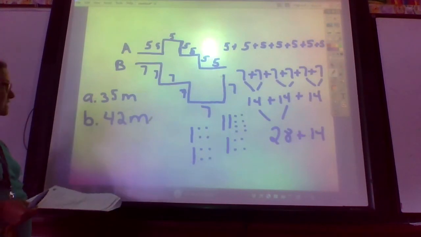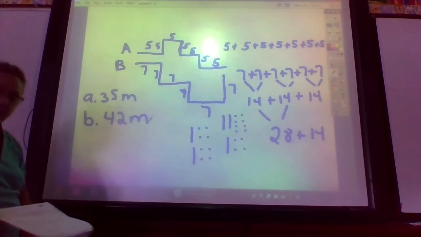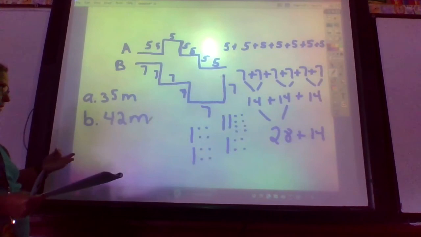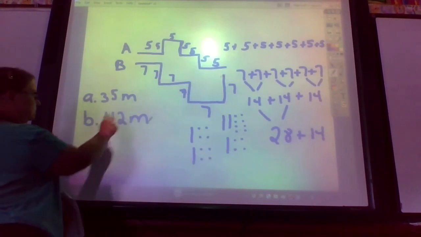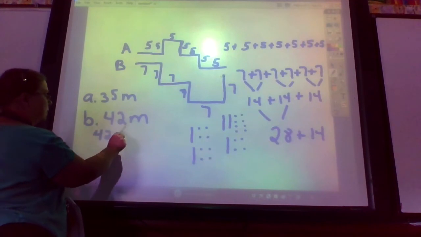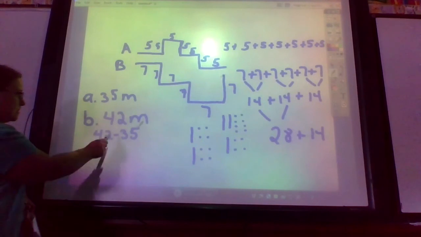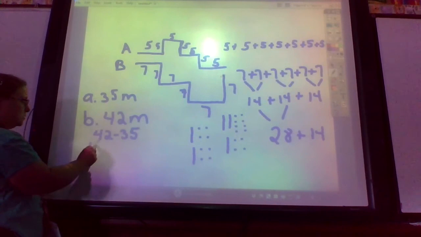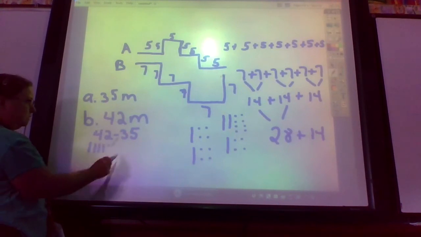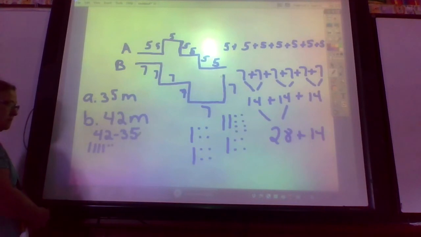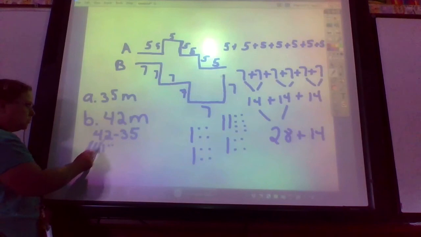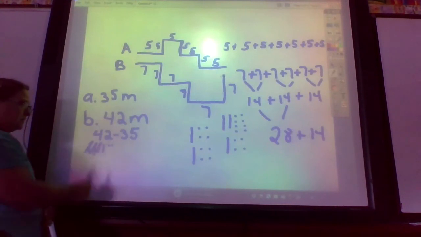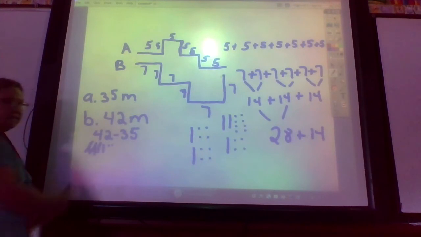Hey, what's the difference between the two routes? Now they want us to subtract. What's the difference between Route A and Route B? So we can have a problem that is 42 minus 35. Okay? So we could count, we could figure that all out too. 10, 20, 30, 40, 41, 42. Then we have 35. Well, we can take away 3, but we don't have enough here to do this. So we need to make this 10 into 10 individual ones, okay?